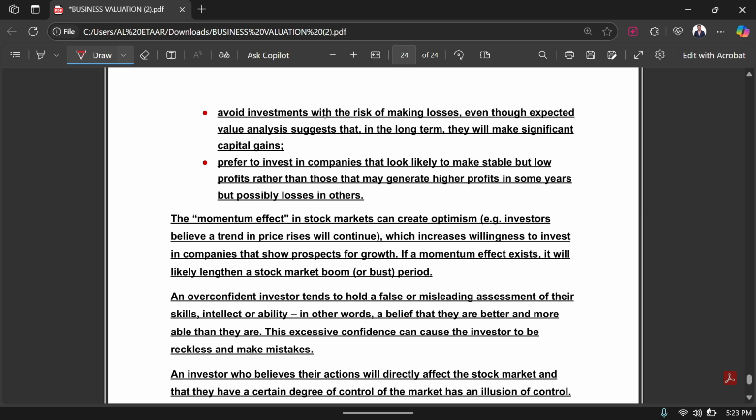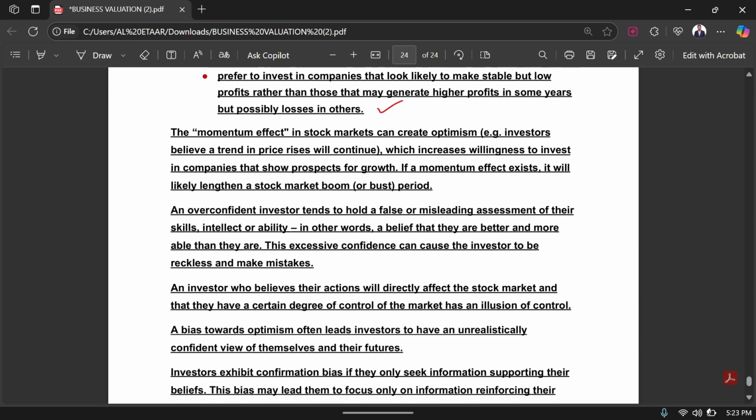Then it says that they prefer to invest in companies that look likely to make stable but low profits rather than those that may generate higher profit in some years but possibly losses in others, right? So that means that they are not risk takers. Simply that means that they are not risk takers.